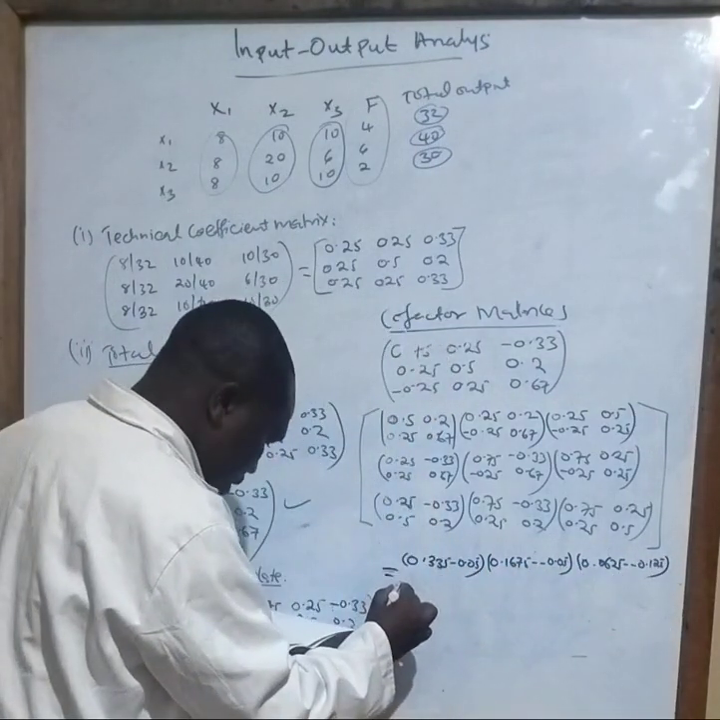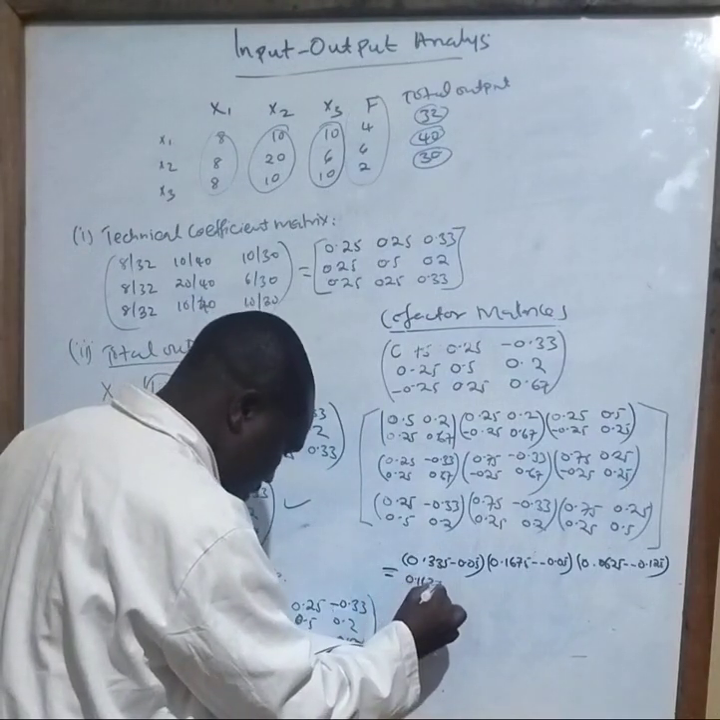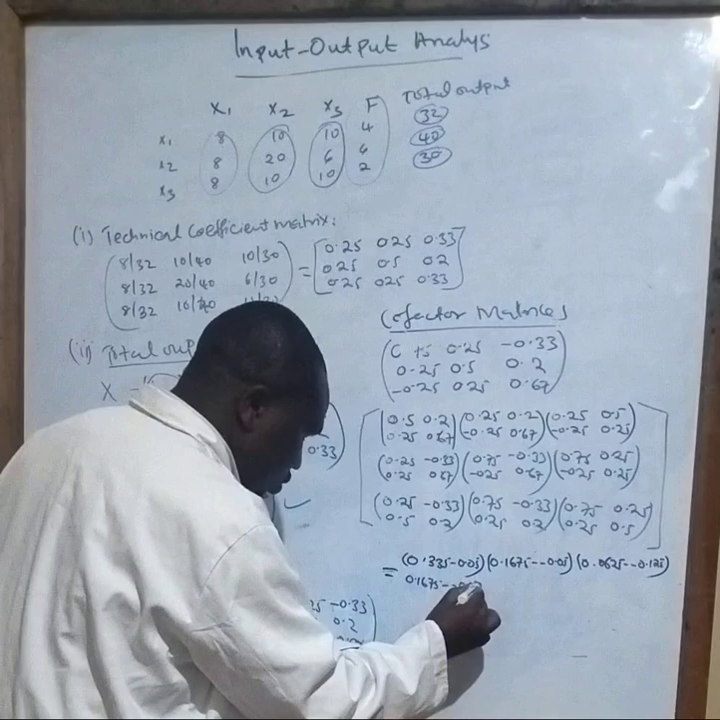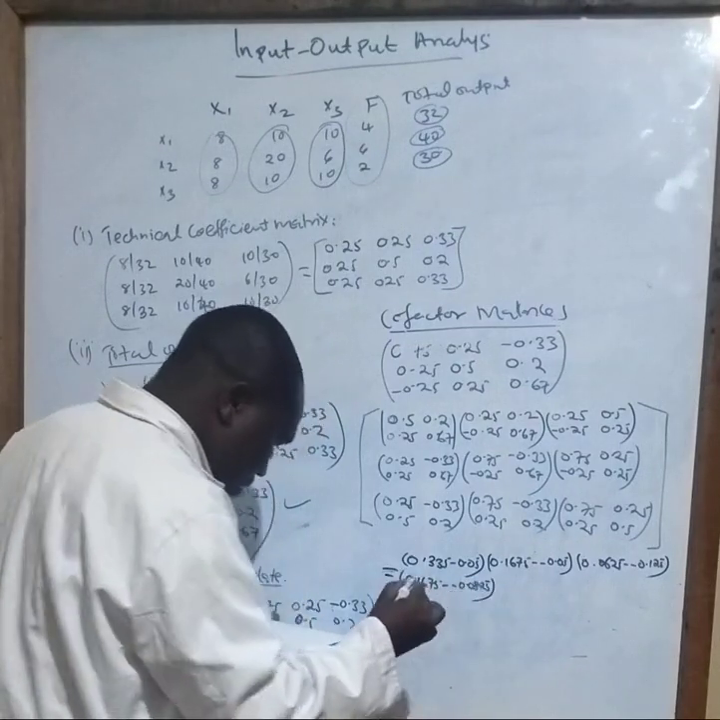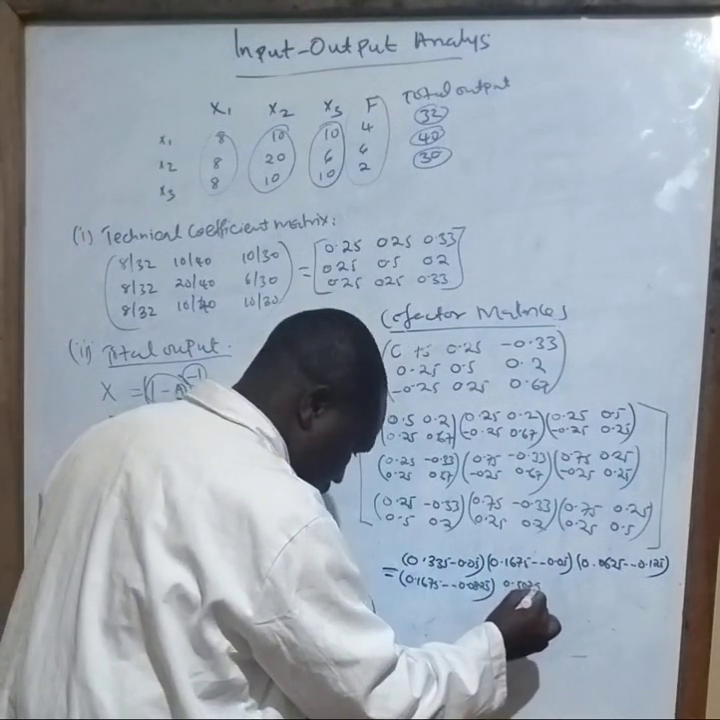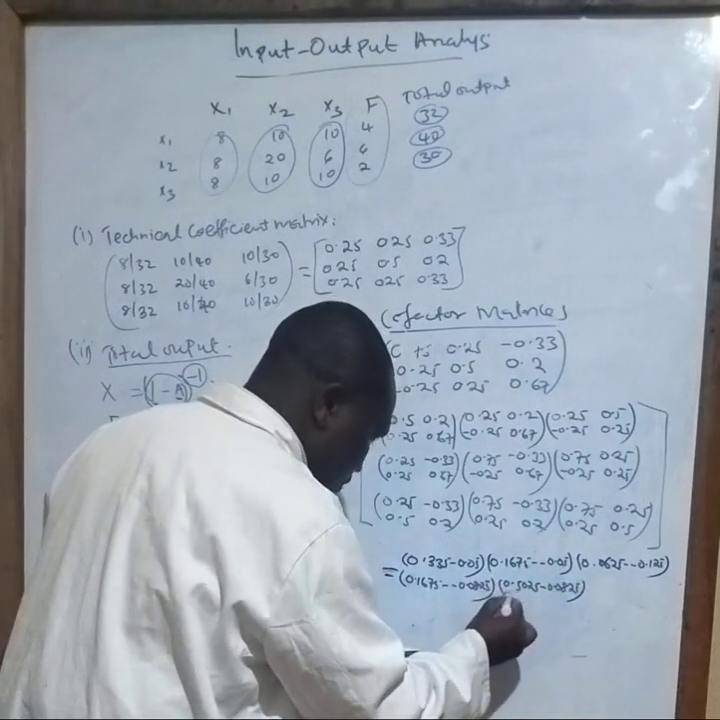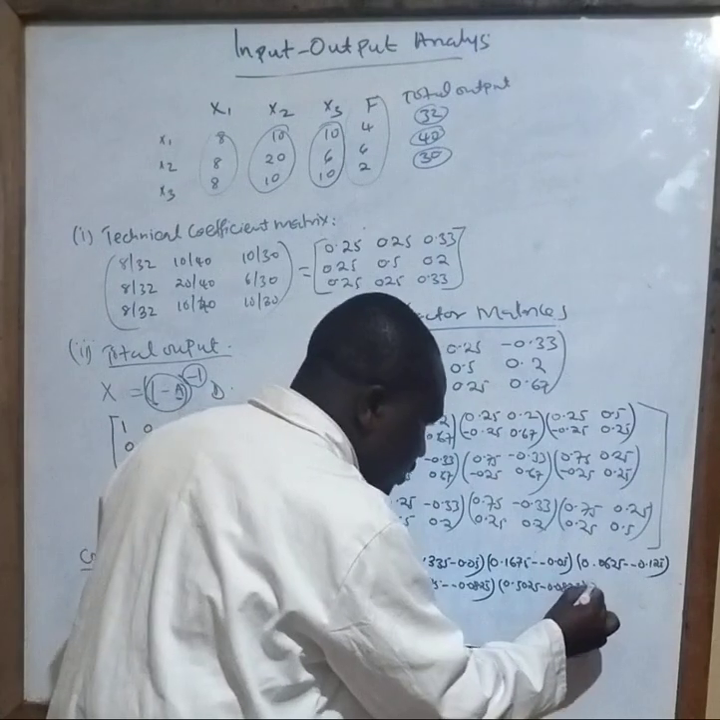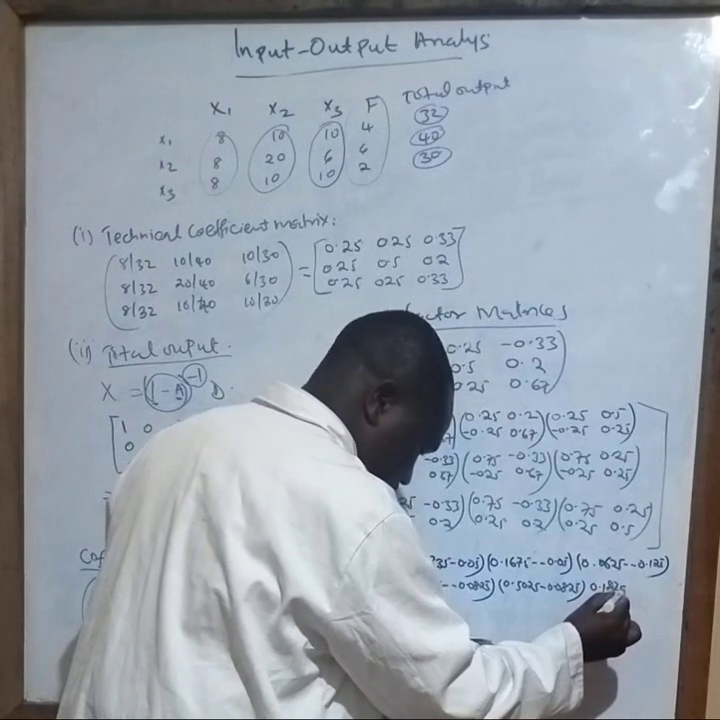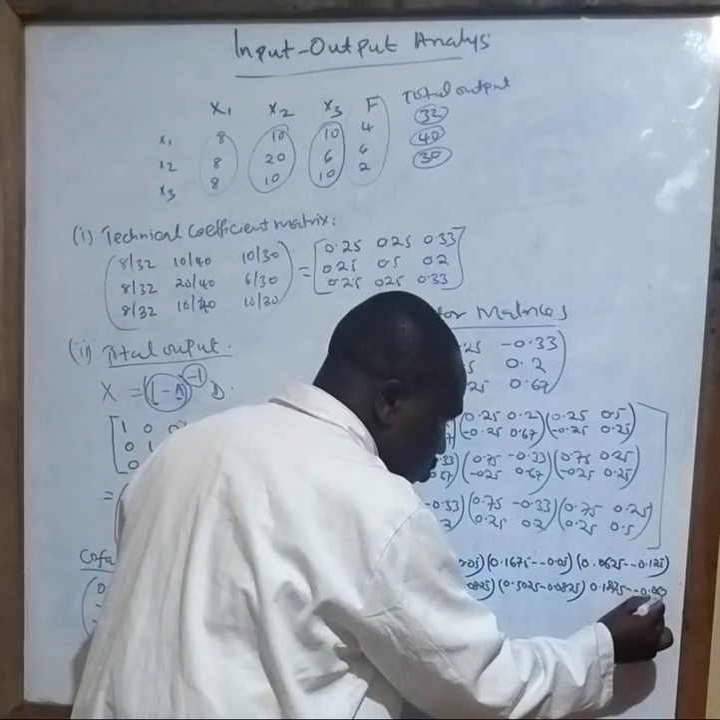Then the second row will give you 0.1675 minus 0.0825, then 0.5025 minus 0.0825, and the last one is 0.1875 minus 0.0625.